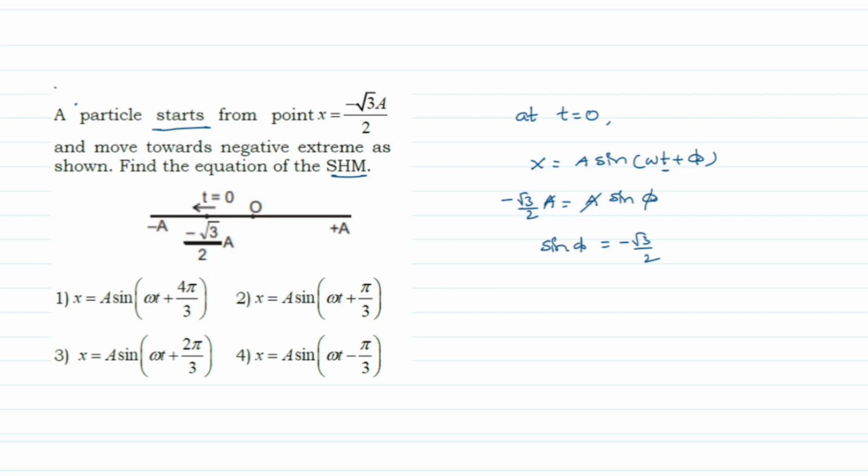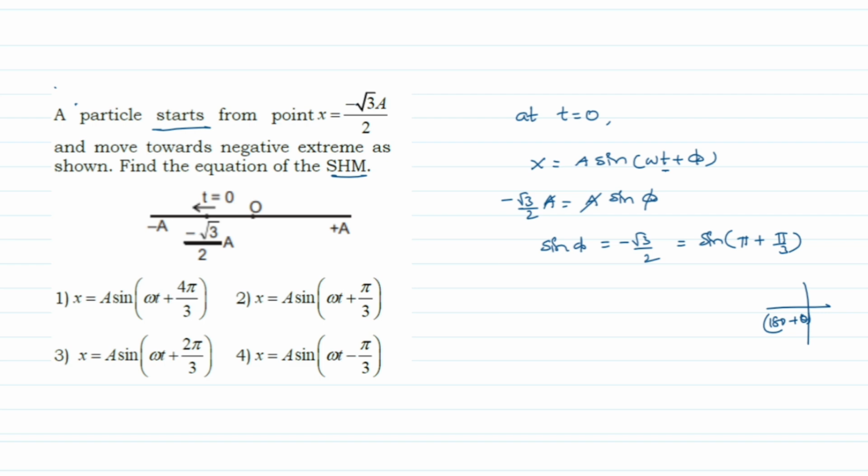Minus root 3 by 2 is nothing but sin 180 plus 60. It represents 180 plus theta, which is in the third quadrant. In the third quadrant, sin of 180 plus theta is written as minus sin theta. That's nothing but minus sin 60, which is minus root 3 by 2. So this is the equation you are getting.